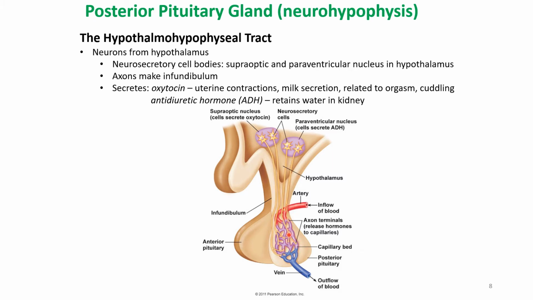And it's going to release those hormones, those chemicals, directly into the blood. That's why they're hormones, because they're being released directly into these blood capillaries. And then from here, it'll flow out to the rest of your body.